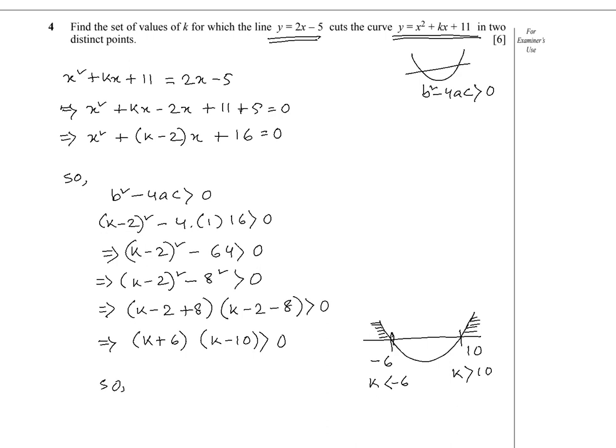So combining these two, we can write the values of k are k less than minus 6 or k greater than 10. So these are the values of k for which the line y equals 2x minus 5 cuts the curve y equals x squared plus kx plus 11. So we have solved this problem. Now let's go to the next one.